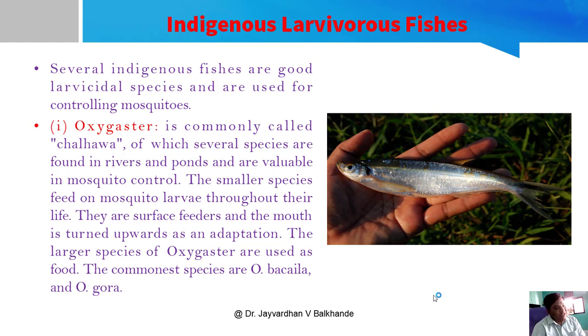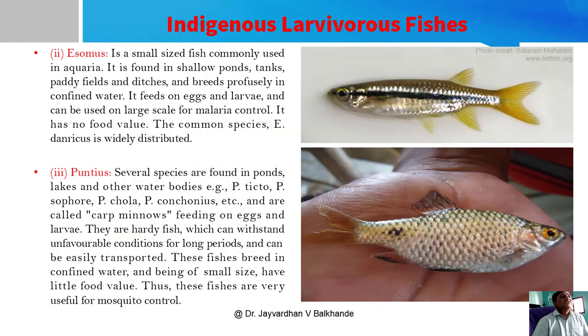Okay, now the next species is the Aplocheilus... the Esomus. This is again an indigenous larvivorous fish. This photo is taken by me from the internet, and the photo credit goes to Balram Mahaldar. Esomus is a very small sized fish. It is commonly used in aquaria.